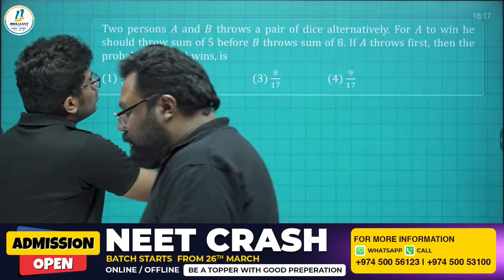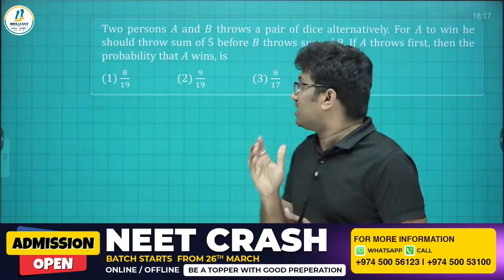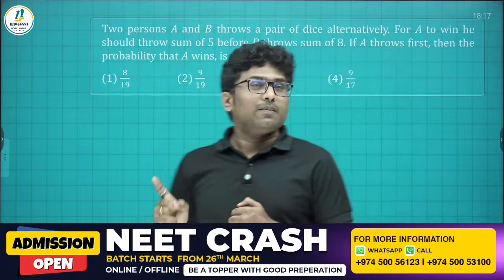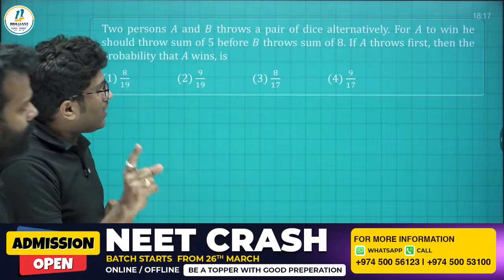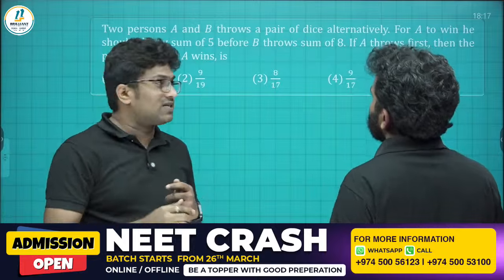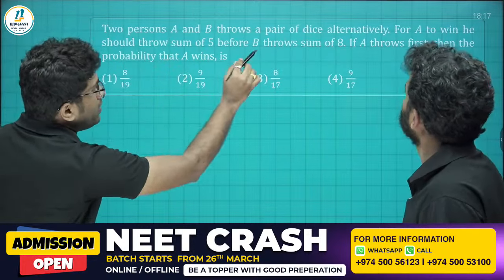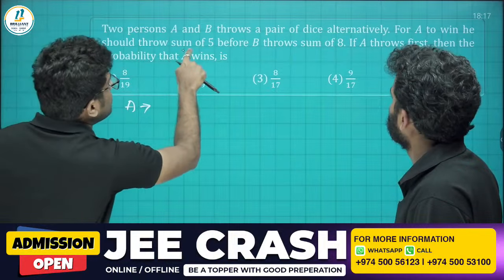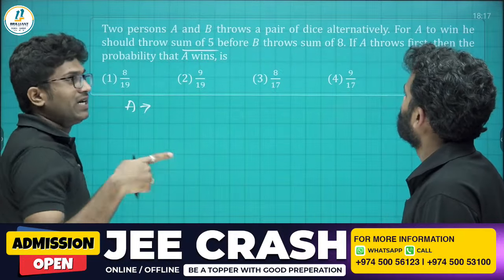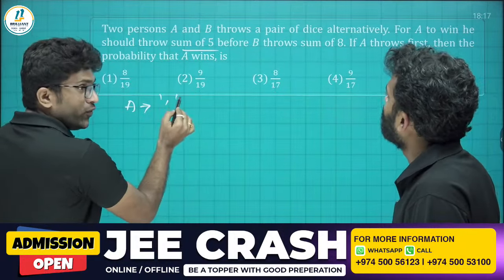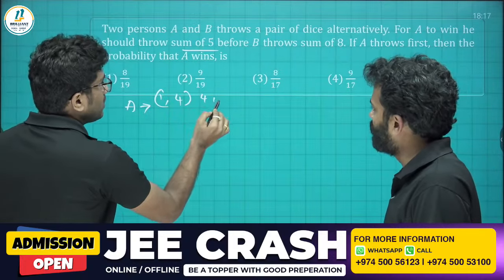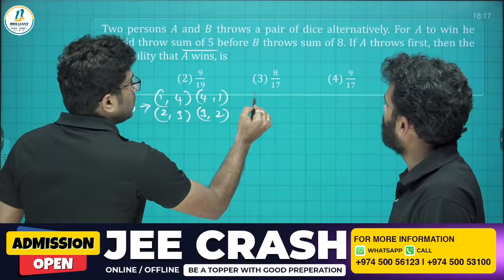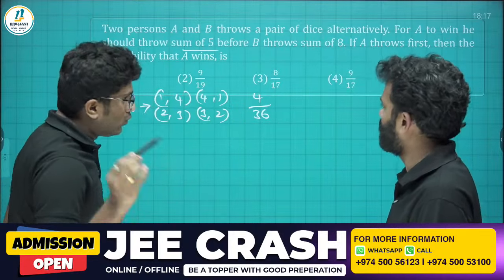So two persons A and B throw a pair of dice alternately. For A to win, he should throw a sum of 5 before B throws a sum of 8. If A throws first, then the probability that A wins is? A will win if he throws sum 5. The cases for sum 5 are (1,4), (4,1), (2,3), (3,2). That's it, so 4 by 36, since the sample space is 36.